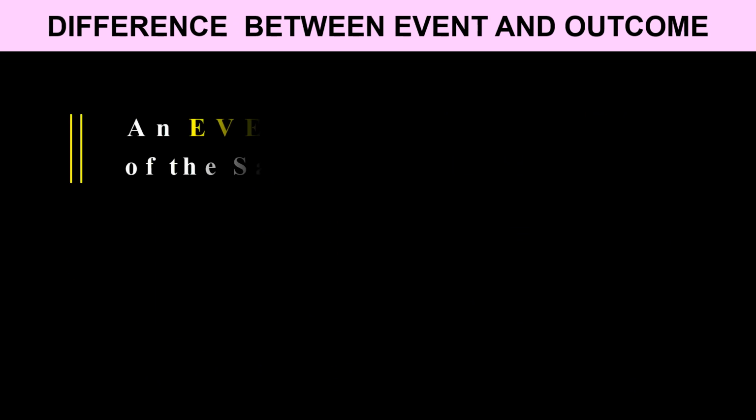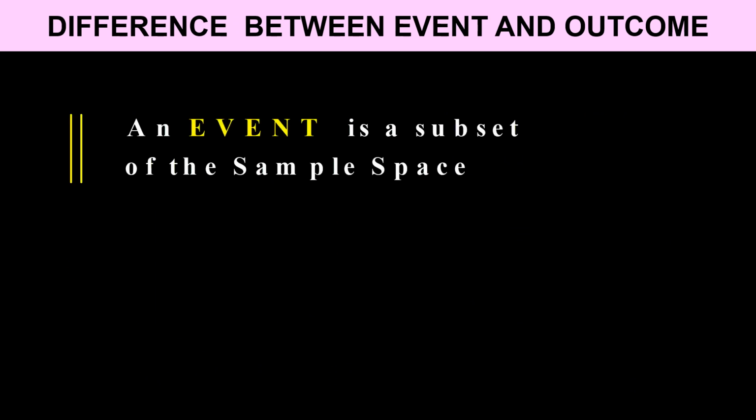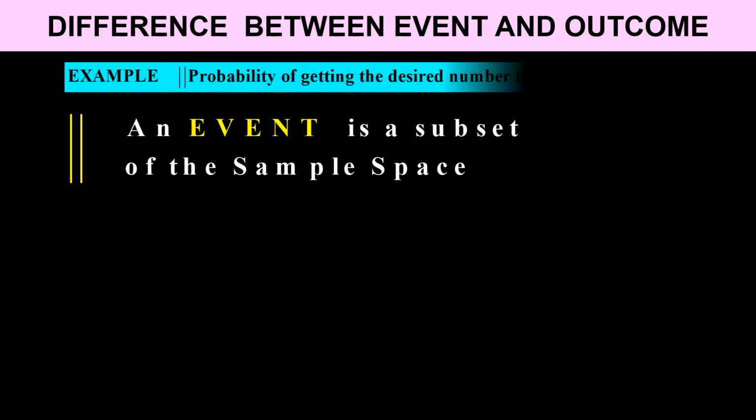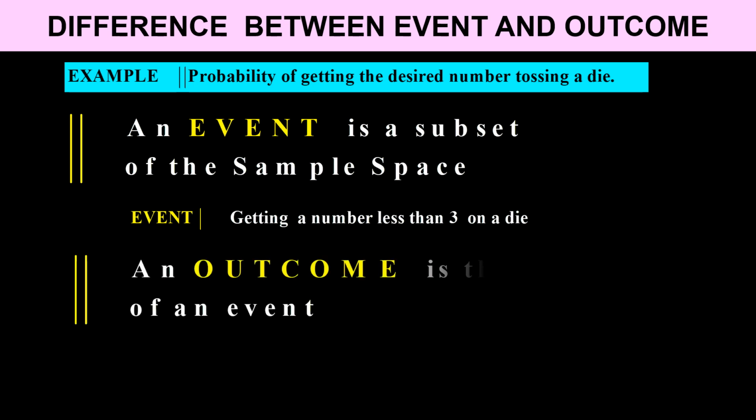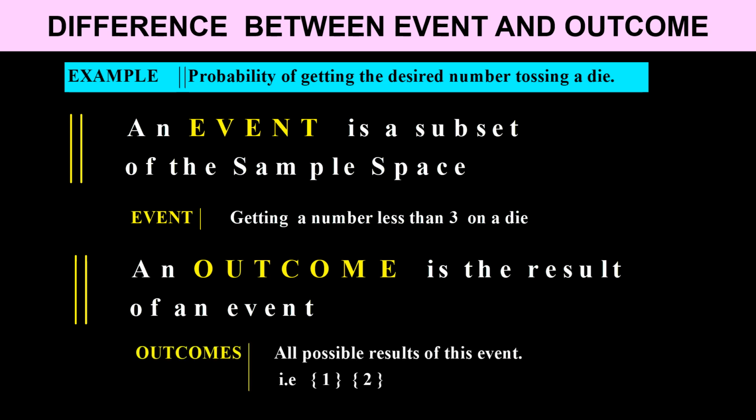It's important that we understand the difference between the concepts of event and outcome. An event is a subset of the sample space, right? For example, if we take the probability of getting a desired number, so the event there would be getting a number, for example, less than 3, right? So the event would be getting a number less than 3. The outcome relative to this, an outcome is the result of an event. So what would the result be of getting a number less than 3? So the results could be either getting a 1 or getting a 2. So those would be the outcomes there.